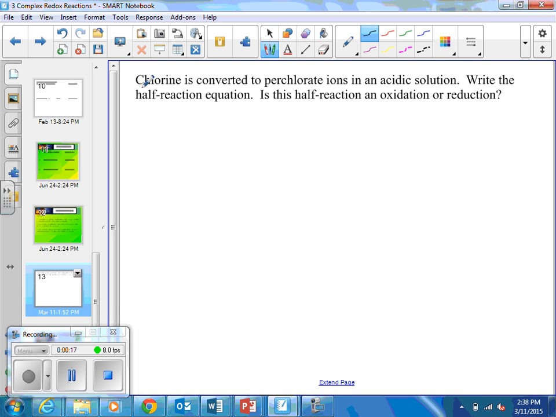So we're just going to read the question, and it says chlorine, okay, chlorine is always Cl2, is converted to perchlorate. This is a polyatomic. If you look in your data book, you'll get ClO4 with a -1 charge. That's the formula for perchlorate ions. We also know it's in an acidic solution, which is good information because when we're balancing this, we're going to have to use hydrogen ions.